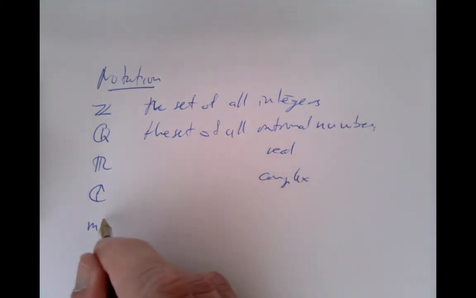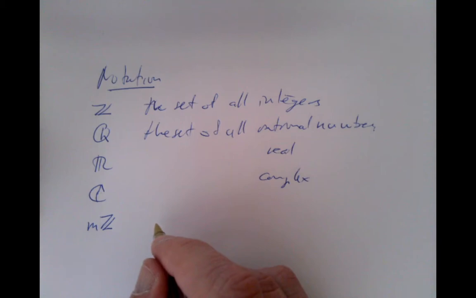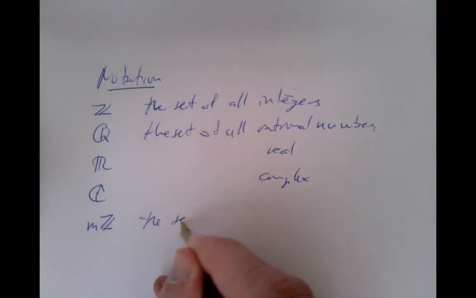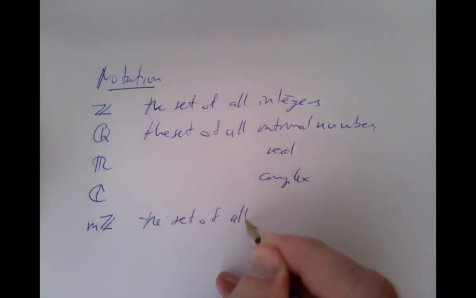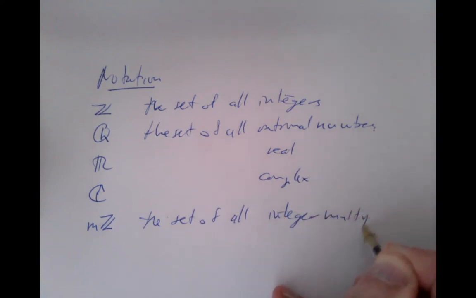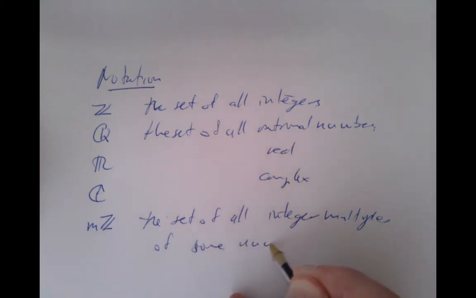If I take a number m and I multiply it by all the integers, the collection of integer multiples of m, mZ is the notation we'll use here. M times Z means the set of all integer multiples of an integer m, or well, some number m, which for us will always be an integer.